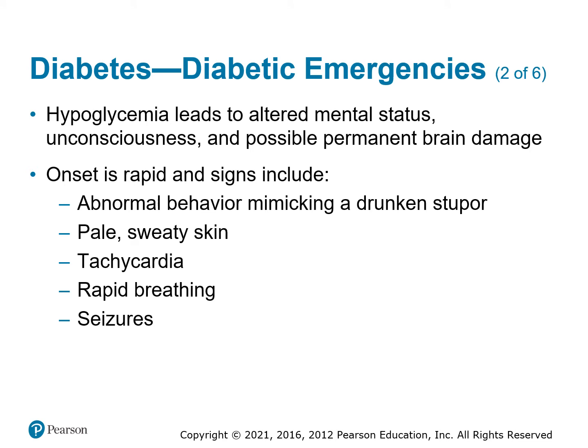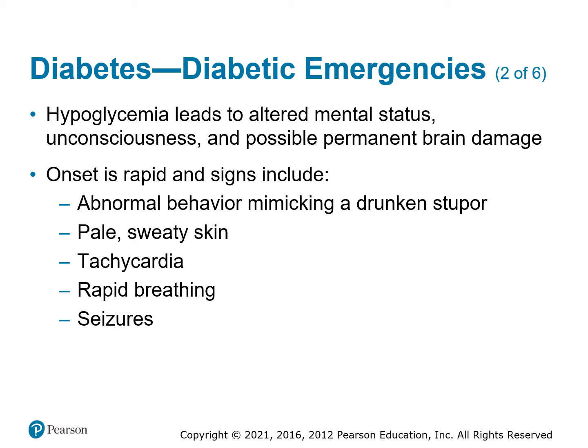Hypoglycemia, if left untreated, can lead to death. It can also lead to permanent brain damage. The onset is going to be rapid. Hypoglycemia is going to be rapid. Abnormal behavior, they may appear to be drunk. They may be appearing to be on drugs or medications. They're going to be pale and sweaty because nutrients are not going to the right cells. They're not getting enough energy.